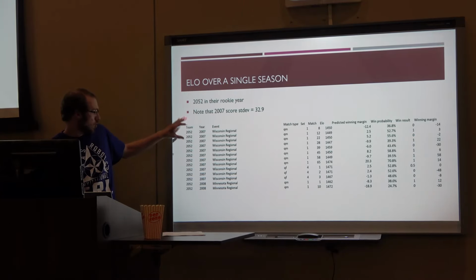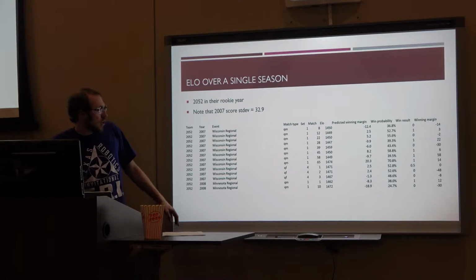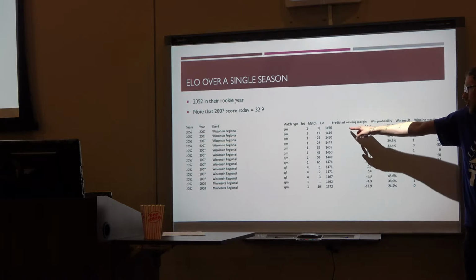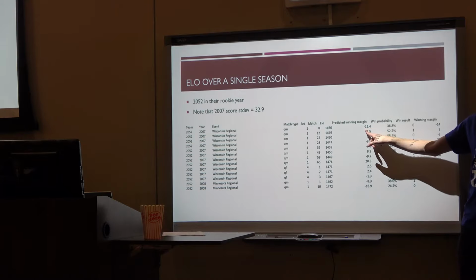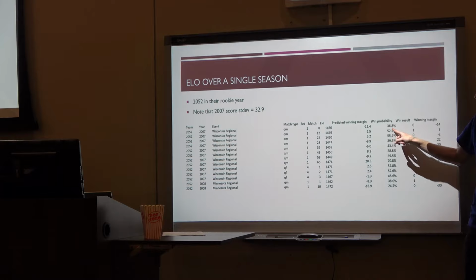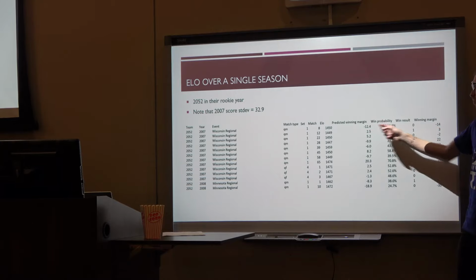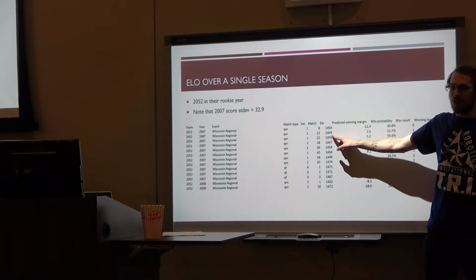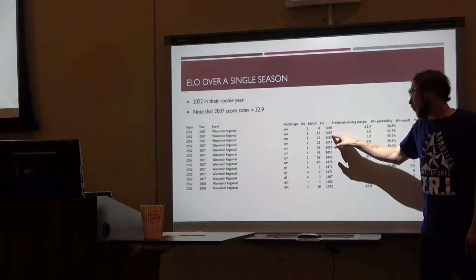Here's 2052. We're just looking at the rookie season, and you can see how their ELO changes up or down depending on the results. So here's their very first match, and the predicted winning margin in their first match was negative 12. So they're probably going to lose this match. They're underdogs. And the actual winning margin ended up being negative 14. So this is a pretty good guess. Because it's a pretty good guess, their ELO doesn't change very much at all going into their next match. They went in at 1450, and they came out at 1449.